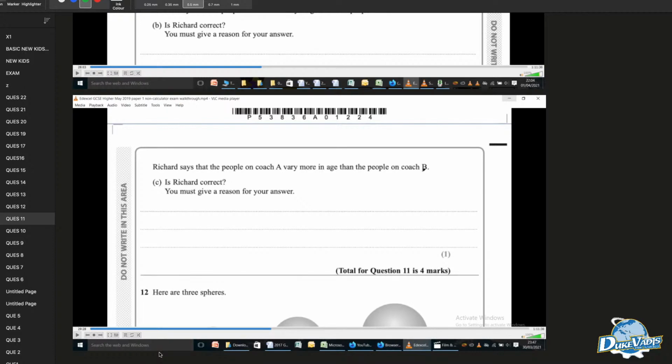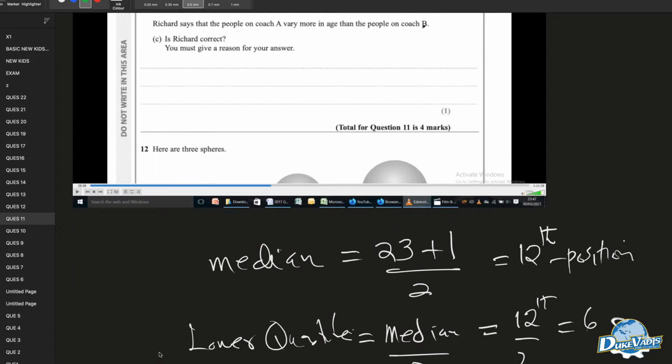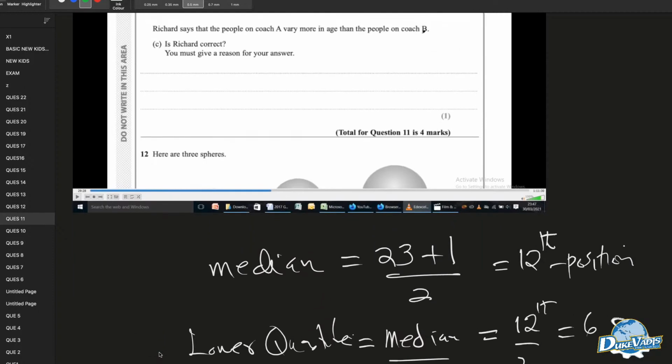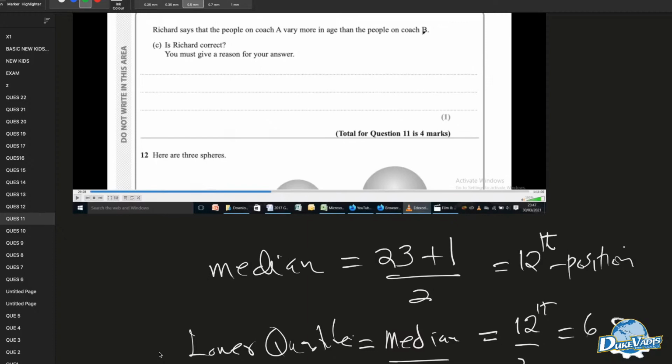Okay, let's take the whole diagram and see. Let's look at the ranges. Richard says the people on Coach A vary more in age than people on Coach B. Is Richard correct? You must give a reason for your answer. So vary implies the range of the data. Let's look at the range of the data.